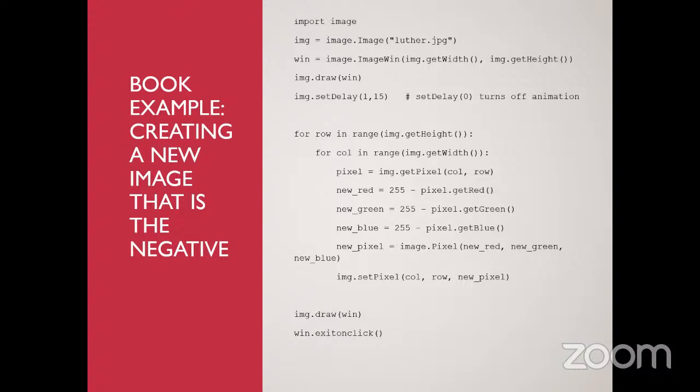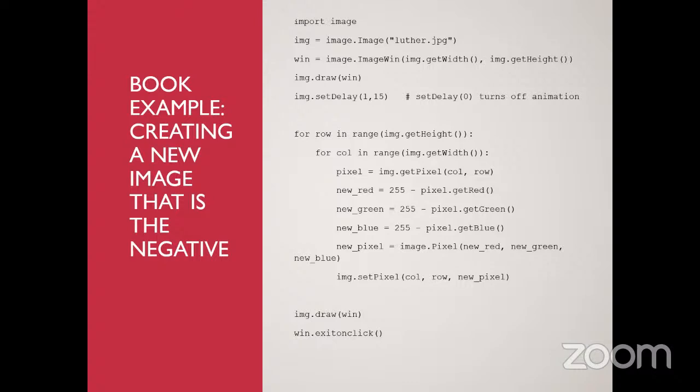So what we're going to do is take 255 and subtract the actual red that's in the picture, right? And put it into our new red. We're going to do the same for green and blue. And then when we get down, after we've done that, we're going to create a new pixel. That's going to be a pixel that takes the new red, the new green, and the new blue. And the last thing we're going to do in our loop is set the pixel at row and column to our new pixel.